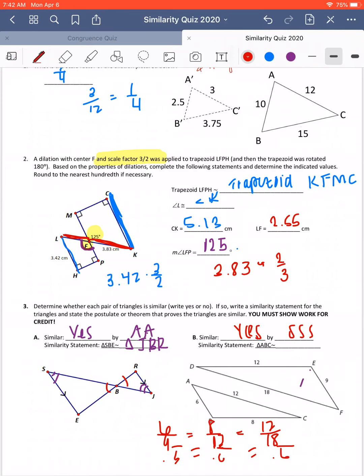So ABC would be similar to triangle, well, A to B went with E to F, I believe. Nope, FE. FED.